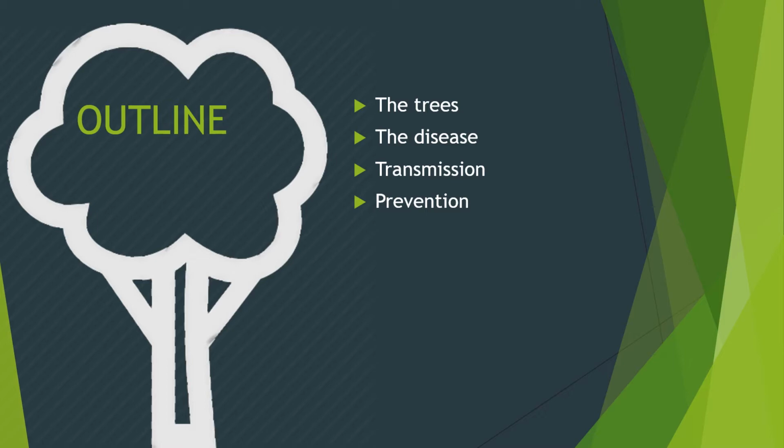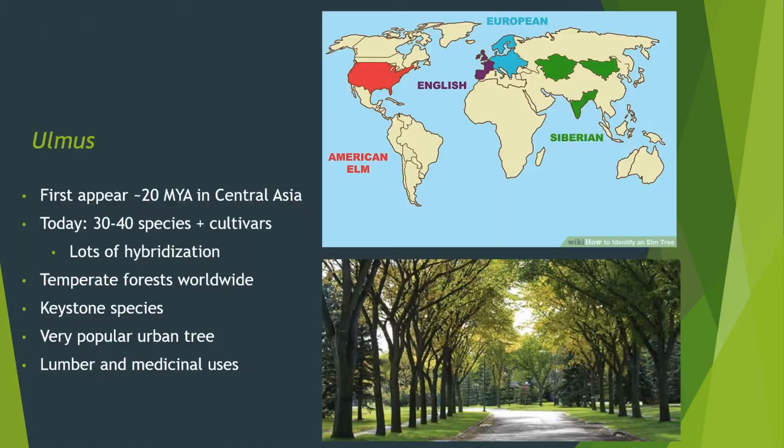We'll also talk about Dutch Elm Disease itself, what causes it, how it's transmitted, what vectors, both native and invasive, are the causes of the increase that we've seen in Dutch elm disease in both Europe and North America. And we'll talk about prevention and maintenance, how people are trying to stop the transmission, how people are trying to save trees that currently have Dutch elm disease, and how the future of elm trees might look.